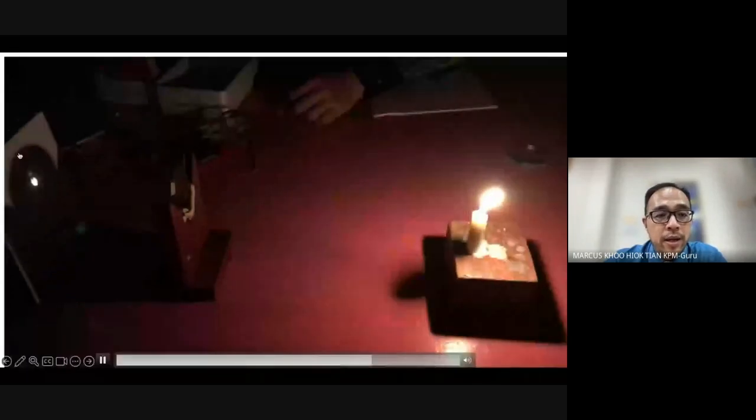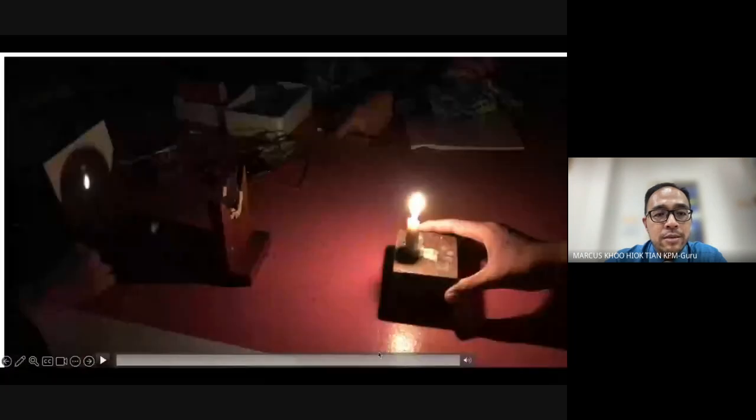Okay, this is another one, just to show you also the same thing. Notice that this is much further than just now. This was much nearer. Look at the size of the image. And when we put it further, look at the size of the image. There's a slight difference over there. When we put it very far, notice that the image becomes smaller and smaller.